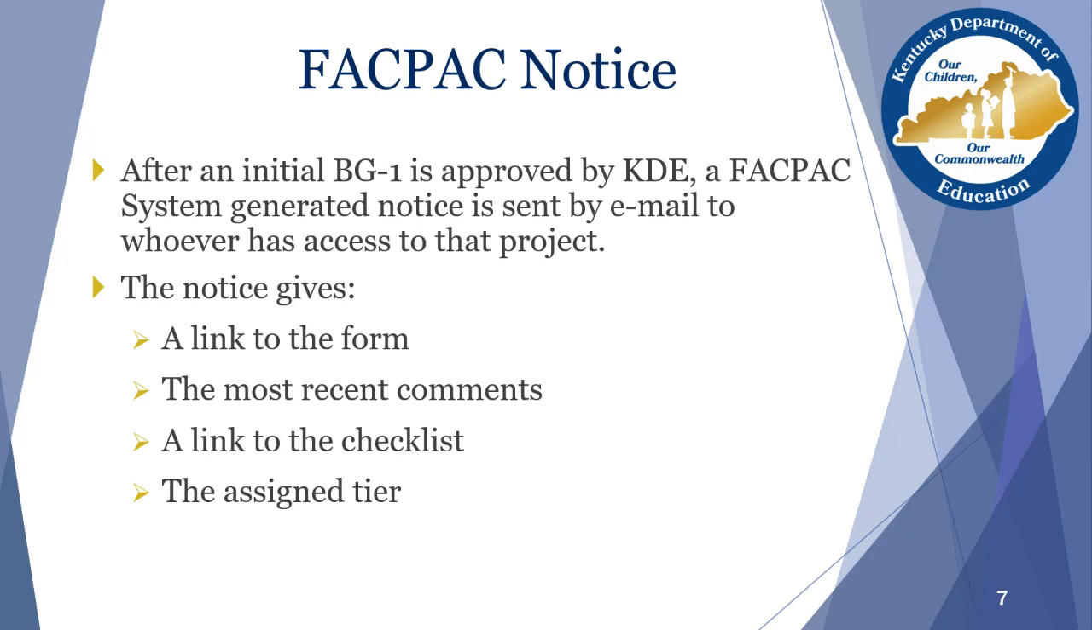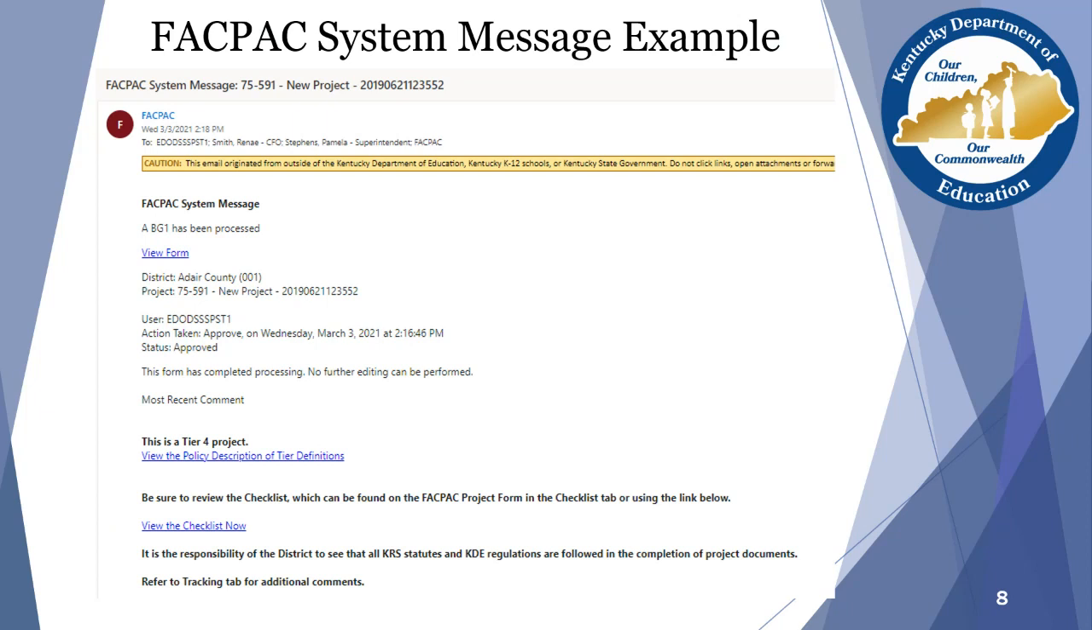All FACPAC forms will get a FACPAC notice with a link to the form and the most recent comments. You'll get a notice with approvals or if the form is incomplete. If we need something else on that form, we'll send it back incomplete, and the comments will tell you what we need. Next slide, please. This is an example of the BG1 approval system message, but they're all pretty much the same. They give you the form, the link to the form, and the most recent comments.